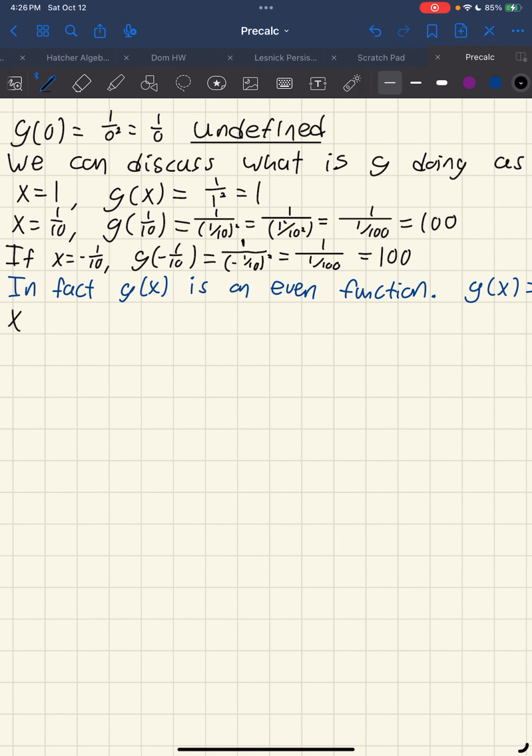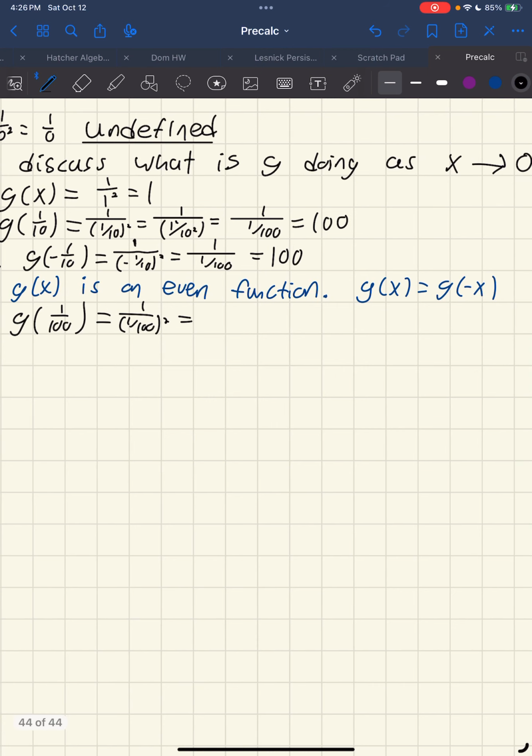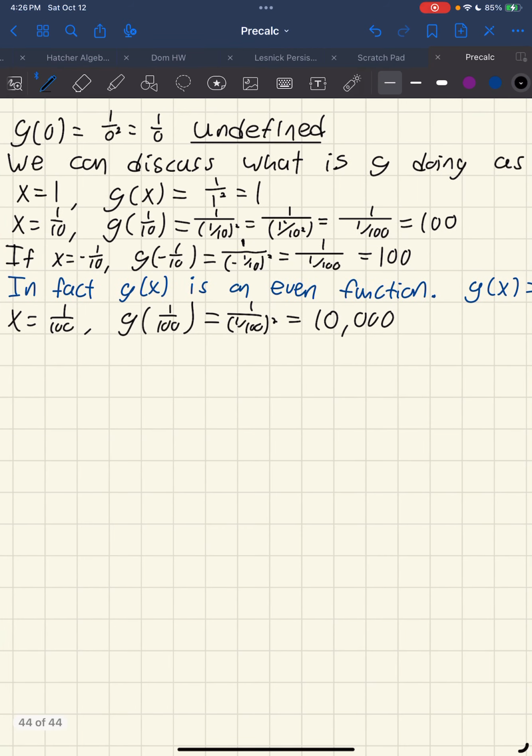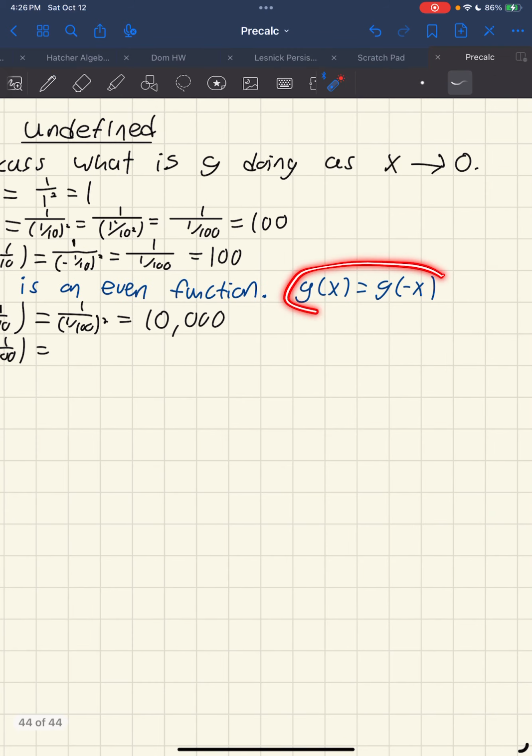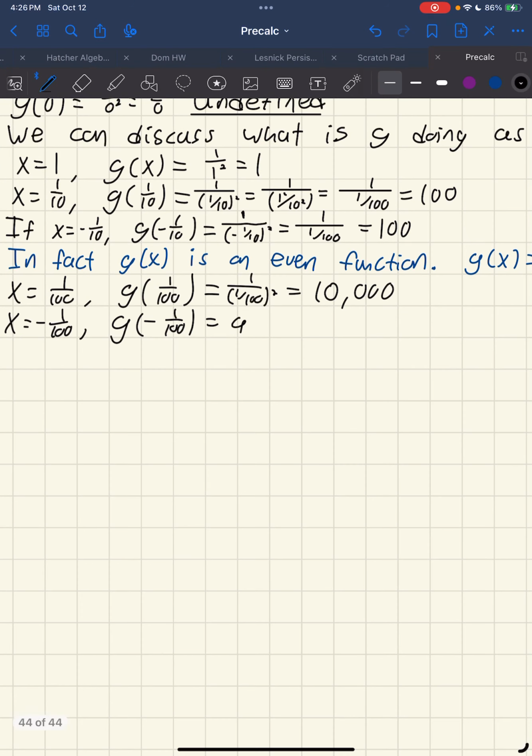So let's continue the process. X equals 1 over 100, let's do. Then g of 1 over 100 will be 1 over 1 over 100 squared, which will be the same as just 100 squared, or 10,000. And again, based on what's written in blue, g of negative 1 over 100, because it's an even function, the negative is the same as the positive when I plug it in. This is the same as g of 1 over 100, which we just found is 10,000.